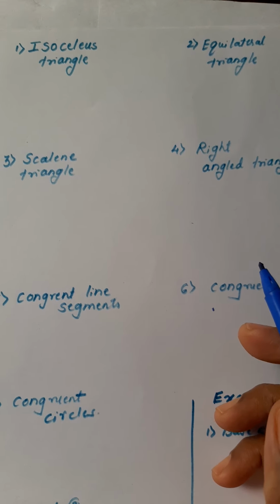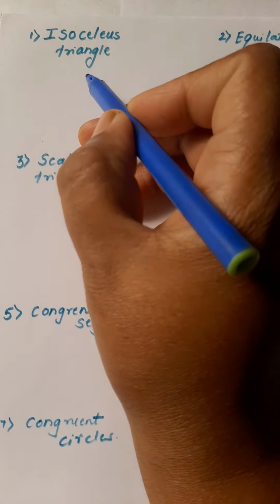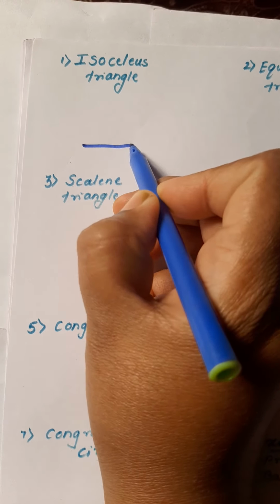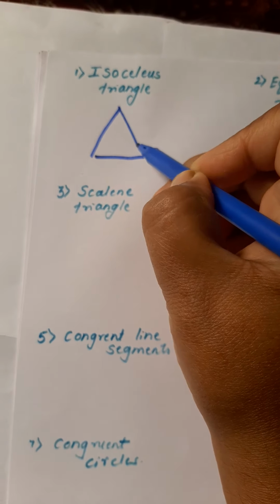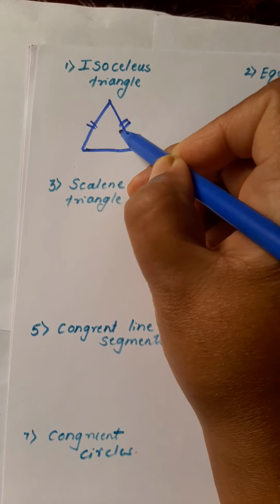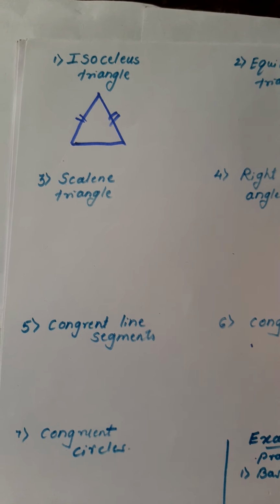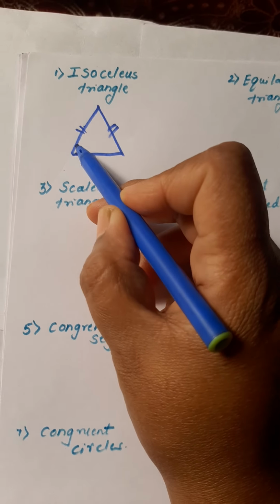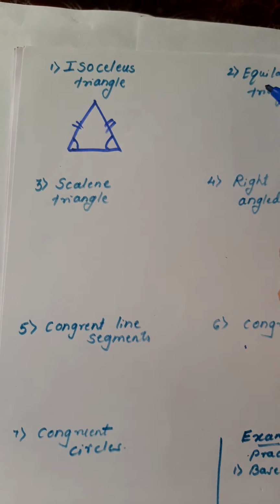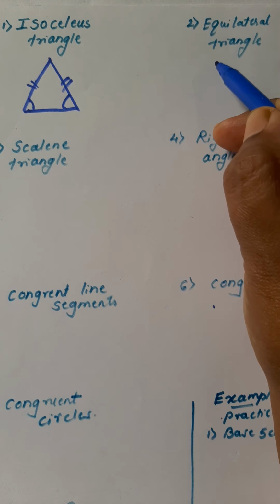First, it is an isosceles triangle. Isosceles means what? I will draw here. Isosceles means that when both sides are similar, then it is called an isosceles triangle. When both sides are similar and the base angles are also similar, it is called an isosceles triangle.